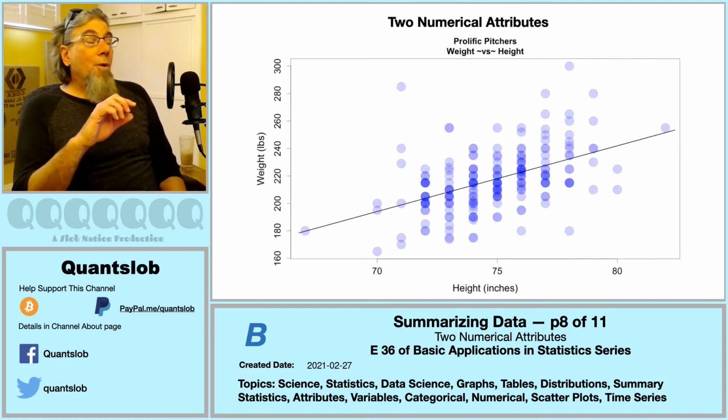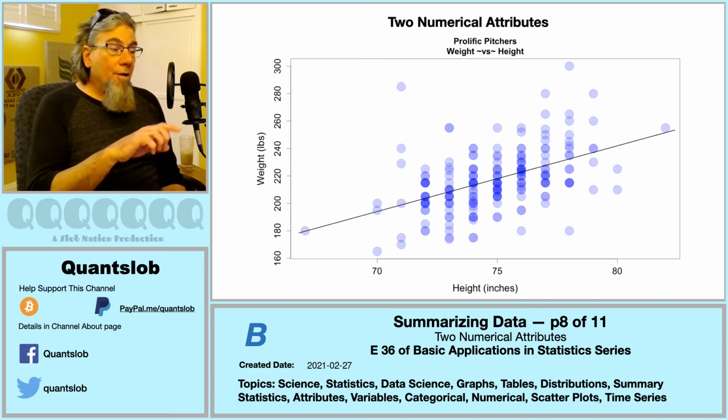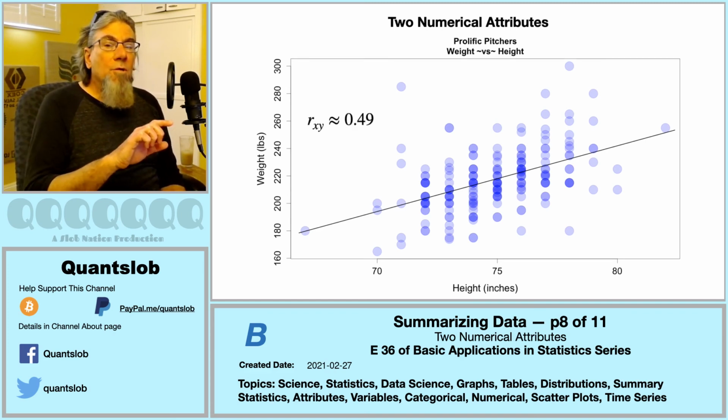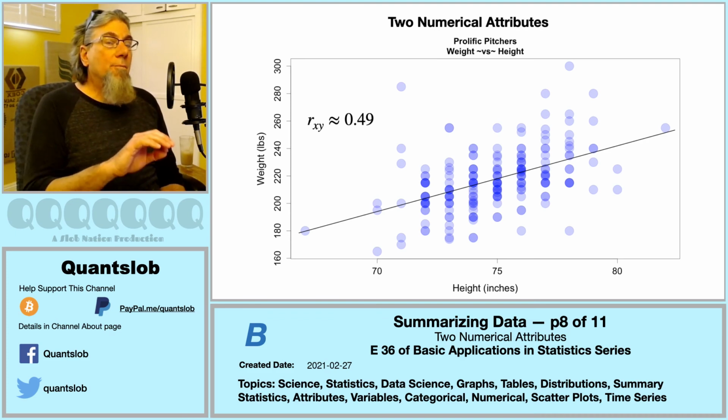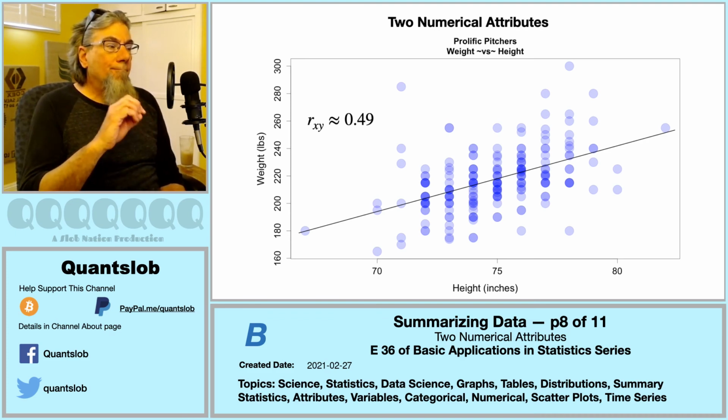Okay, now I know what you're wondering here. Well, it turns out in our particular example here, the calculated correlation coefficient for weight versus height among our prolific pitchers is about a half, 0.49.